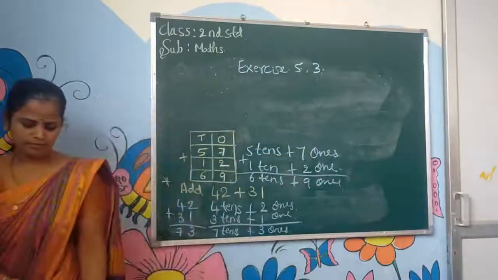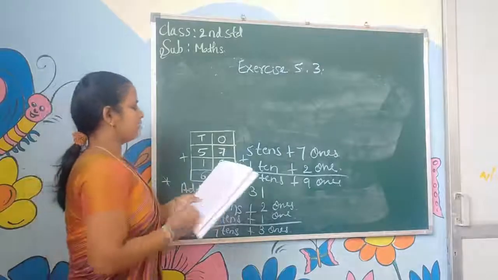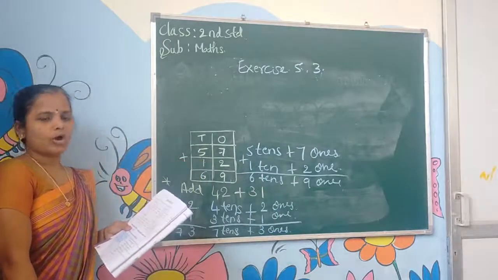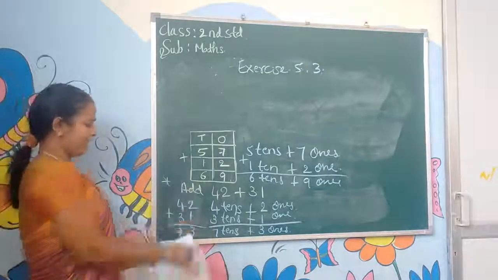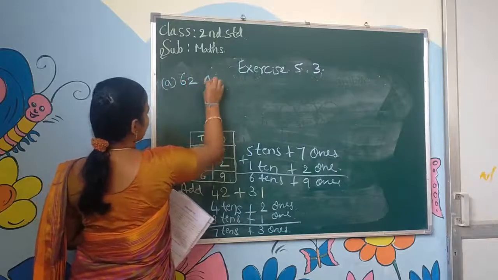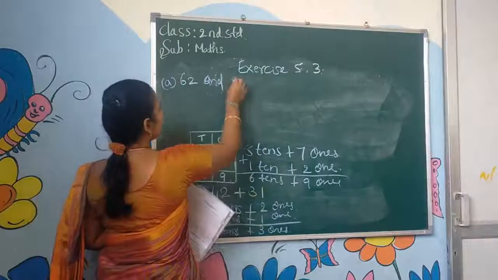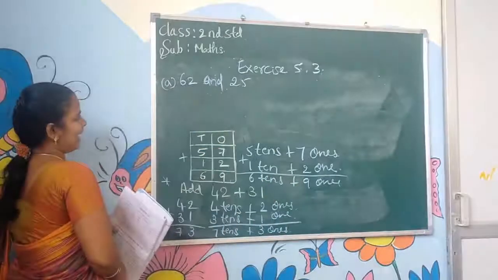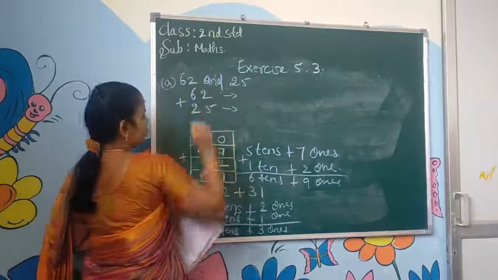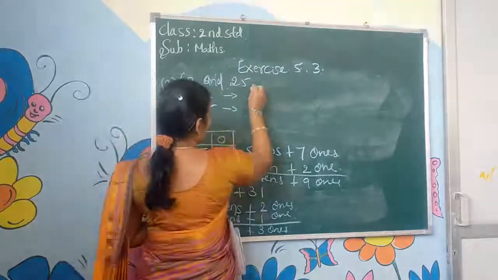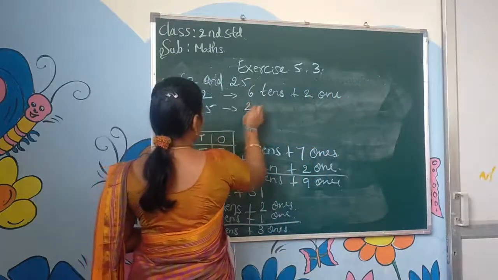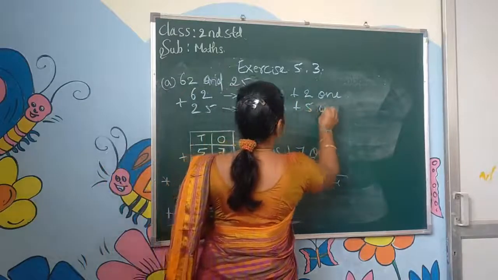Page number 110. You have to write that first, as one sentence in affirmative form. Afterwards, you have to add that. We practice now here. Same as A. 62 and 25. Write that in a column. Yes. In 62, how many tens and how many ones are there? In 62, there are 6 tens and 2 ones. Next, in 25, there are 2 tens and 5 ones. Okay.